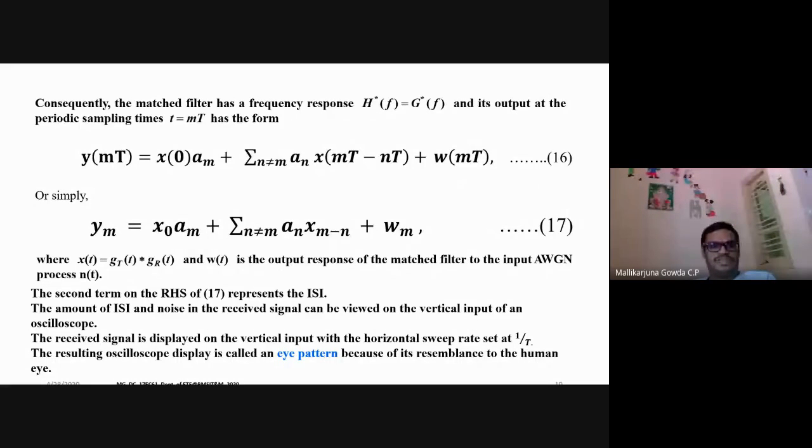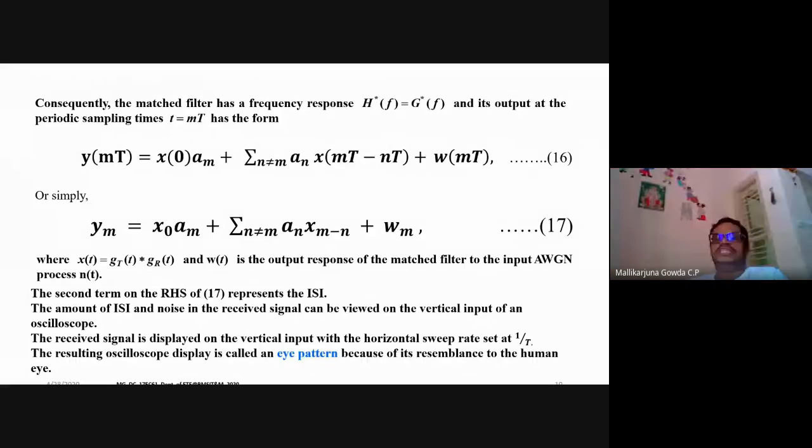The received signal is displayed on the vertical input with the horizontal sweep rate set at 1 by T, where 1 by T is the bit rate of the input signal, right? Means for horizontal sweep, I need to set that at 1 by T. In an oscilloscope, we have two channels, X channel and Y channel, right? So if I apply the input to the Y channel, and apply a sweep rate of 1 by T to the horizontal plate, I will get a display on the oscilloscope. That display is known as the eye pattern.